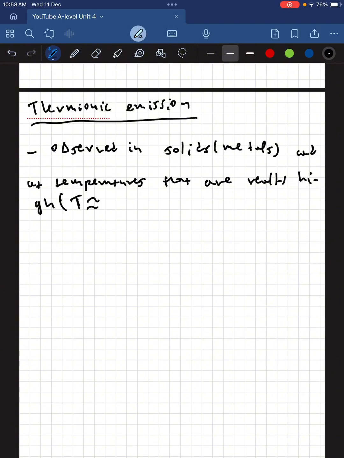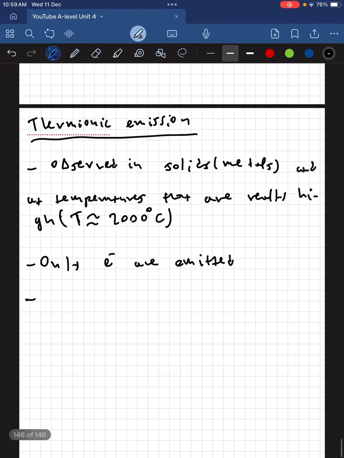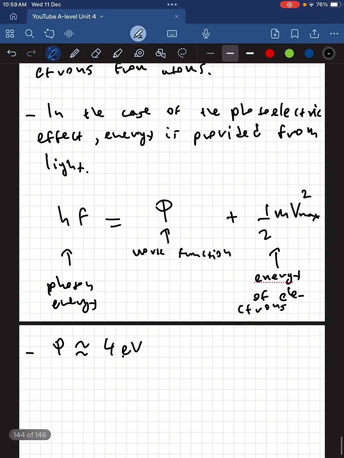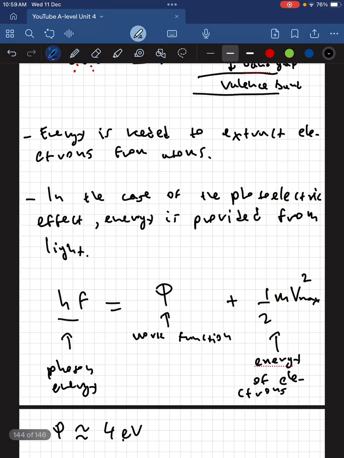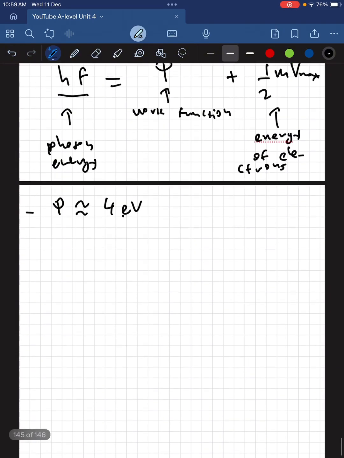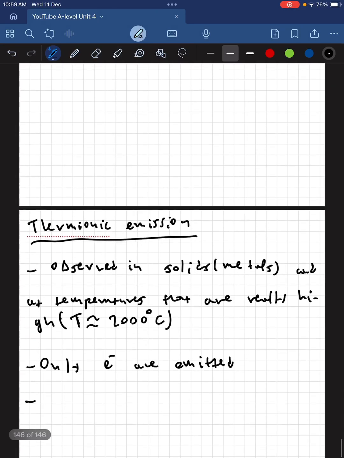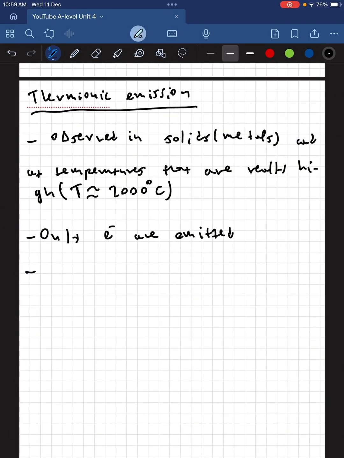So how high? I'm gonna write here about 2000 degrees Celsius, okay? So really hot. Only electrons are emitted from this process. And this thermionic emission process resembles the photoelectric phenomenon that we discussed earlier. In the photoelectric phenomenon, we have a photon giving energy to the electron and making it eject. Here, the heat is what makes electrons emitted from atoms, okay?